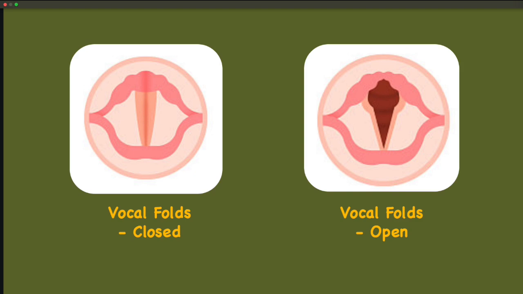Now how about when they're open? This is just like this, but in a different way. When the vocal folds are open, they are apart, as you see, allowing air to pass freely in and out of the lungs without creating sound. This is the position of the vocal folds during breathing. Think of it like an open door that lets air flow easily through.